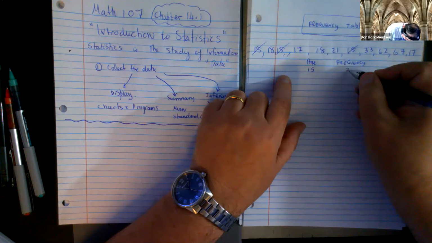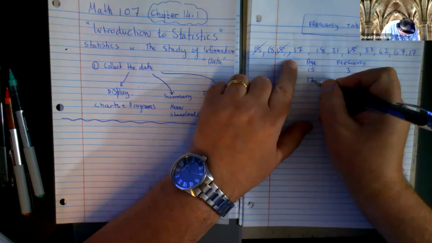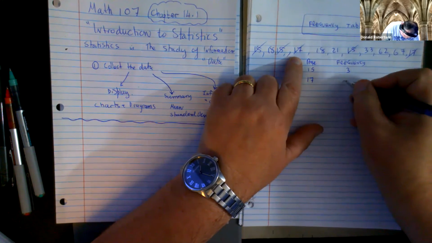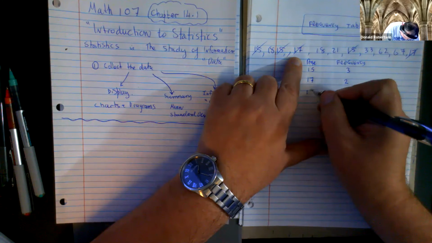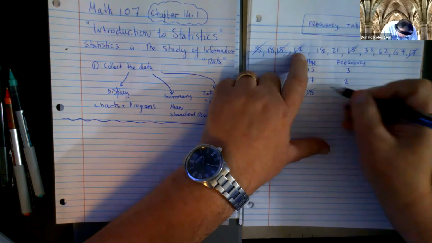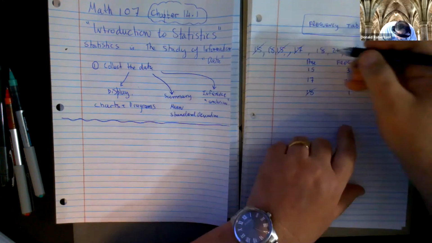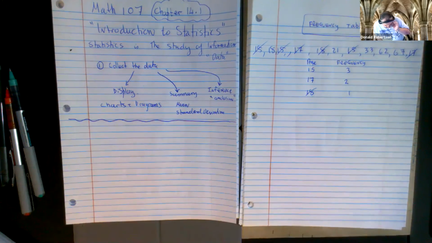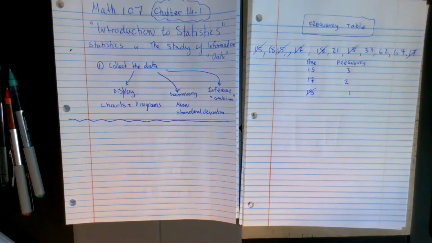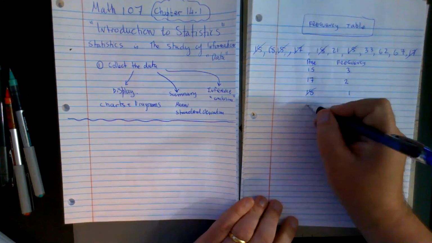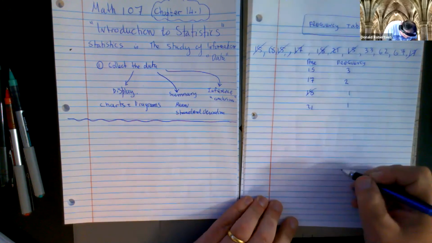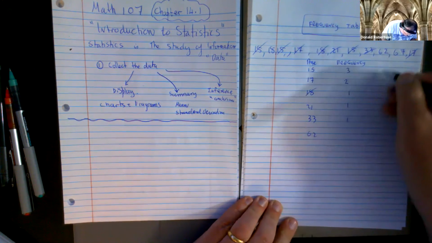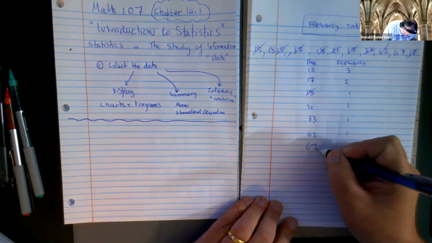Since there aren't any 16s, I won't write it down. I'll put in 17, and there's 2 of them. I'll put down 18 next, but there's only 1 of them. Used up. Who would be my next number in my frequency table? 21. Okay, and I think there's only 1 of them. Then 33, there's only 1 of them. 62, there's only 1 of them. And lastly, 67, there's only 1 of them.